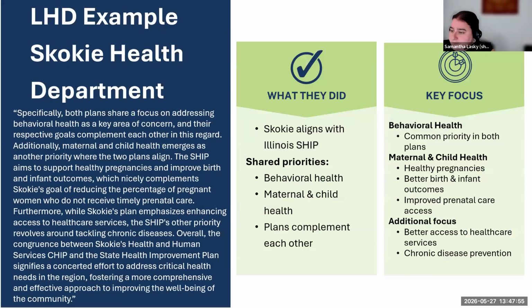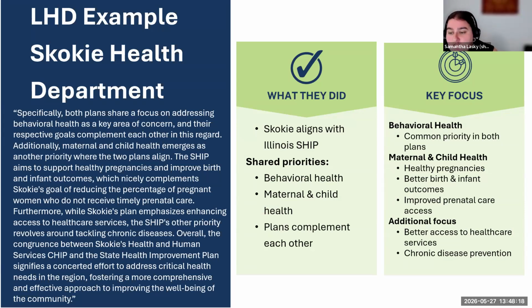Another example, and this one's a little bit longer, so I may paraphrase. The 2022-2027 Skokie Community Health Improvement Plan included the following statement to demonstrate review and alignment of the SHIP with their local plans, their priorities, behavioral health, maternal and child health, and plans that complement each other.